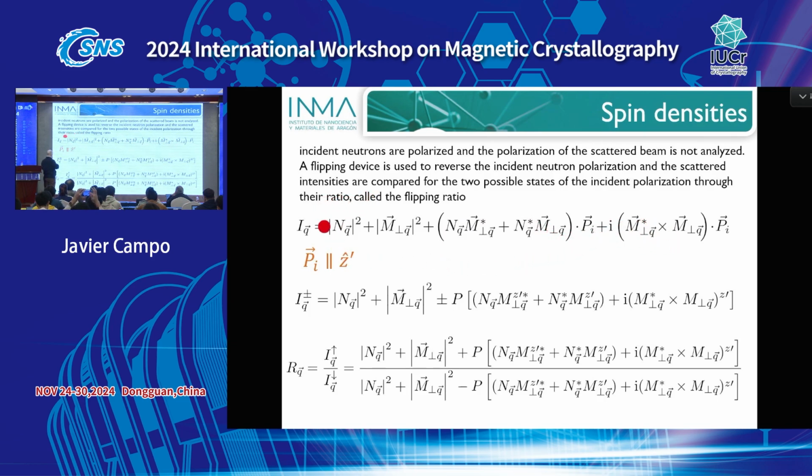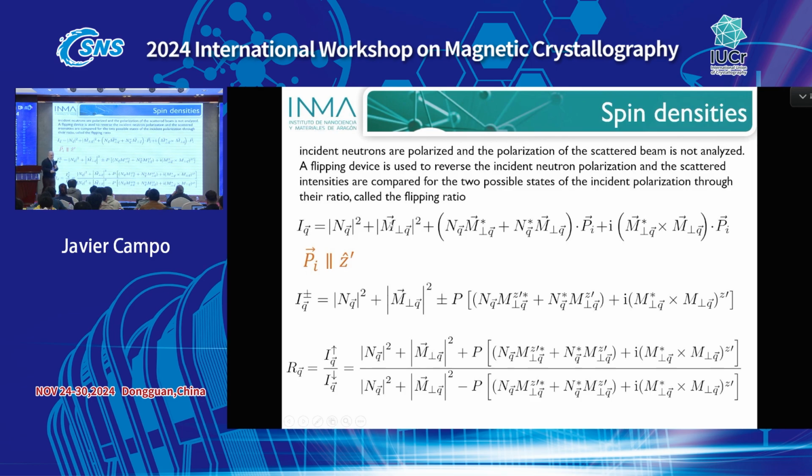Then we will use the first equation of the Blume-Maleev, in which we have the nuclear structure factor squared, the magnetic interaction vector modulus squared, the interference term, the interaction vector times the polarization, and the chiral term. And here we are using the fact that this quantity, you will see later, is employed to magnify small magnetic form factors, magnetic structure factors.